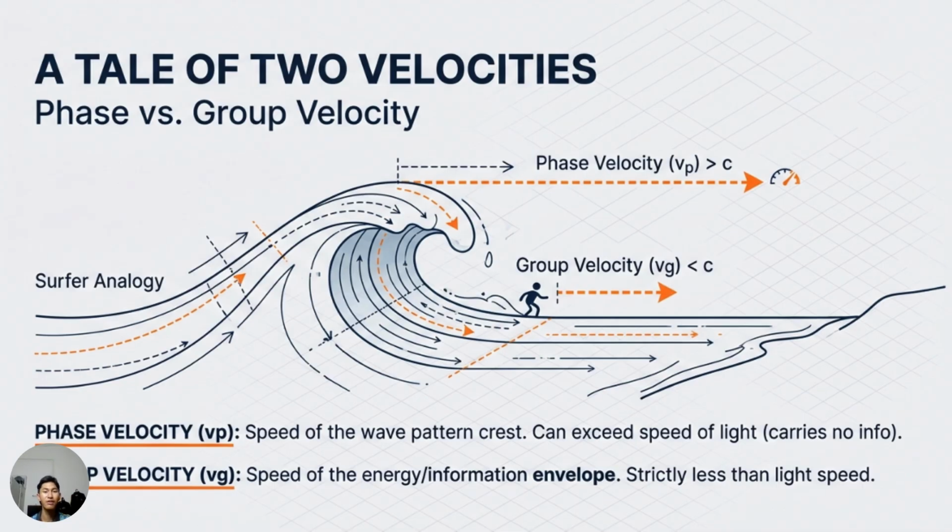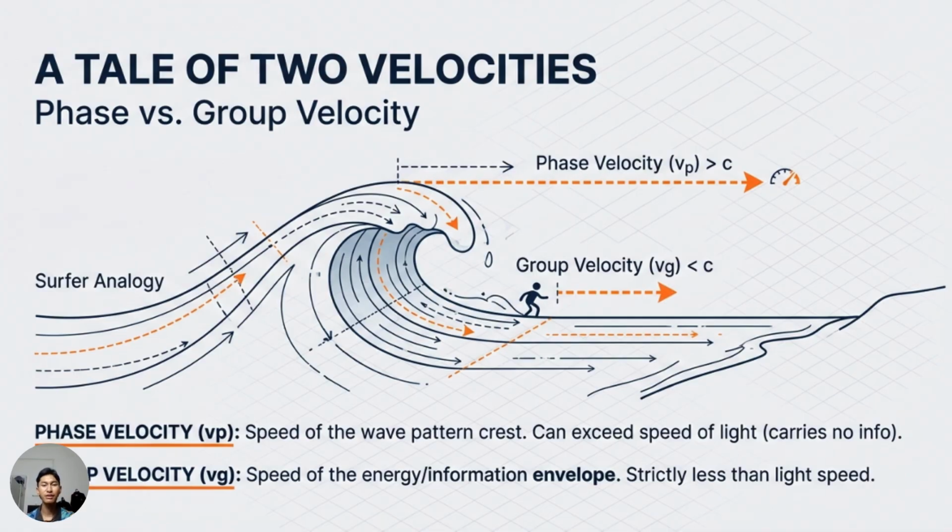In waveguides, phase velocity and group velocity are completely different. Phase velocity describes how fast the wave pattern moves and exceeds the speed of light without violating relativity. Group velocity represents the speed at which energy and information travel and is always less than the speed of light.